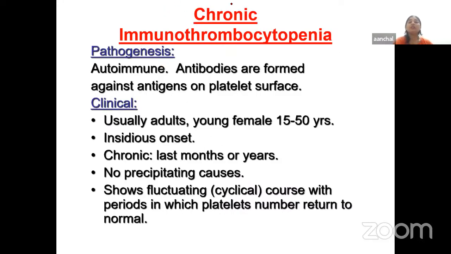Then what happens in chronic immune thrombocytopenia? It can be due to autoimmune disease in which antibodies are formed against the antigens of platelet surfaces. Usually adults, young females between 15 and 50 years of age, are affected. And in this condition it shows a fluctuating course with periods in which the platelet number returns to normal.